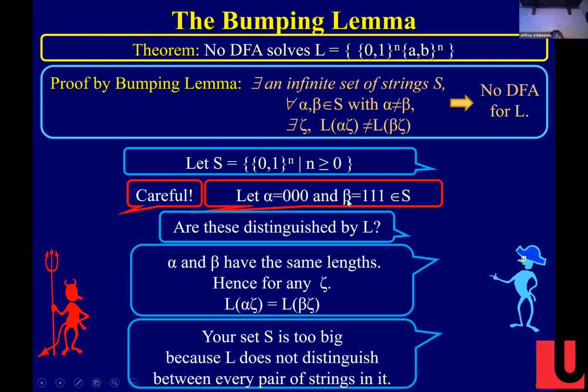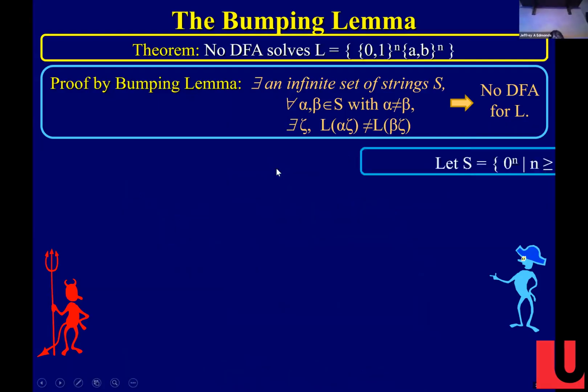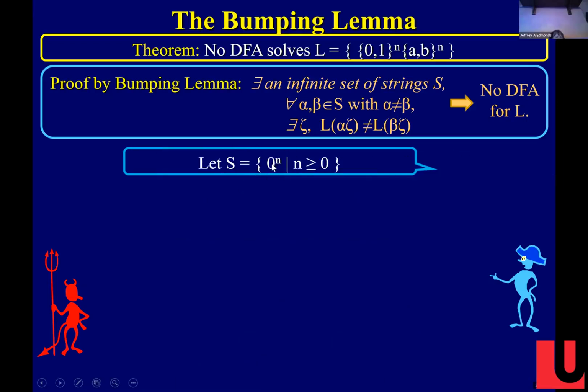So I need a set S where for every length, there's only 1 string, right? So my set S will have all these lengths, but it'll only have 1 string for every length. So I'm going to let my set S be 0 to the n. I know the language can have 1s in it, but I'm not going to focus on that. I'm only going to focus on the set of first names being any number of zeros, because those need to be distinguished.